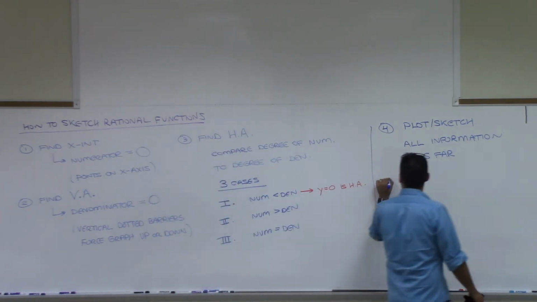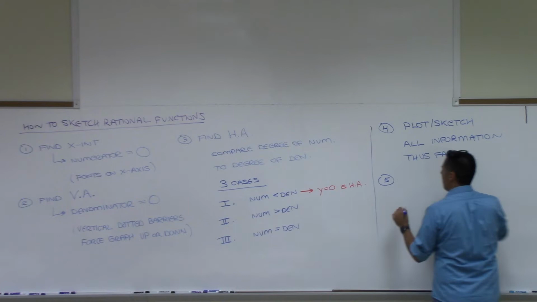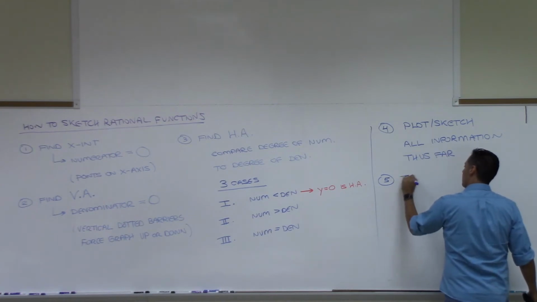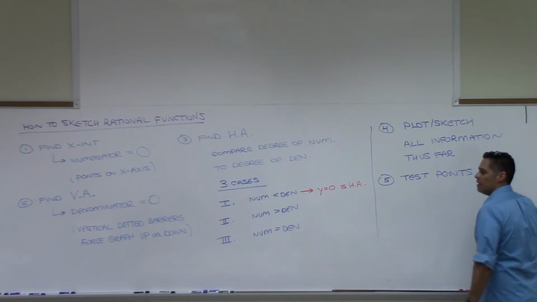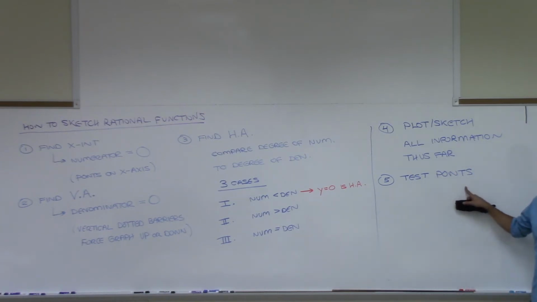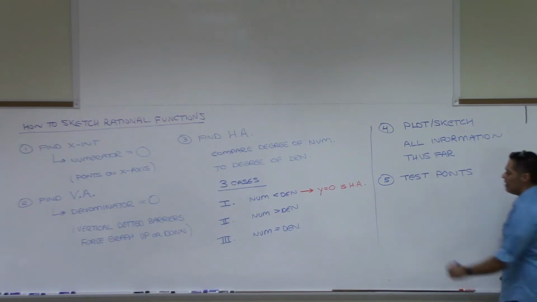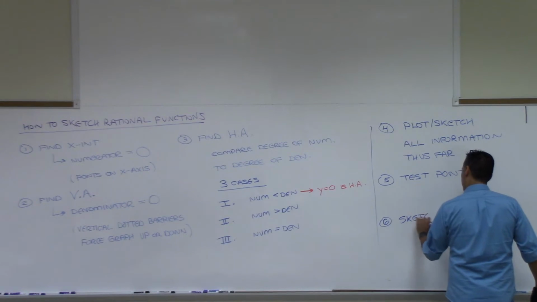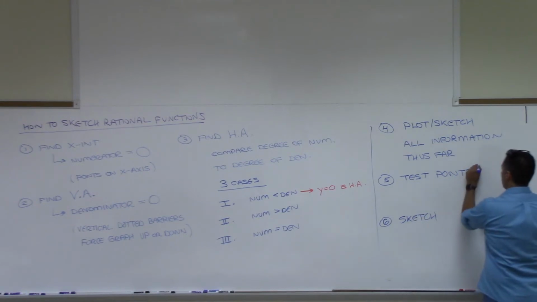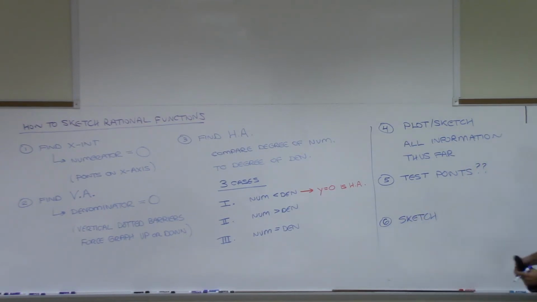And once we've done that plotting, the next step is test points. I'm going to leave this as an open question right now. I'm not going to tell you what this means yet. But we're going to do this, and then our final step is going to be to sketch it. So leave this as open, all right? Test points, what the hell is he talking about? I will show you. There it is. Those are the 6 steps to graph a rational function.